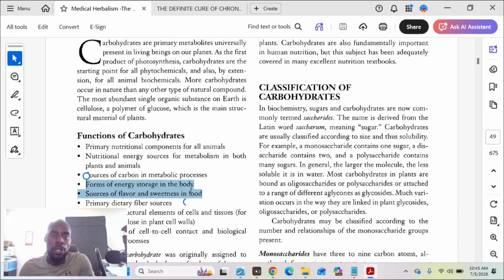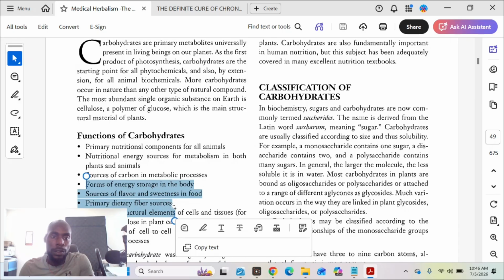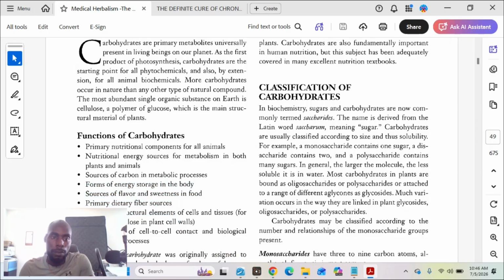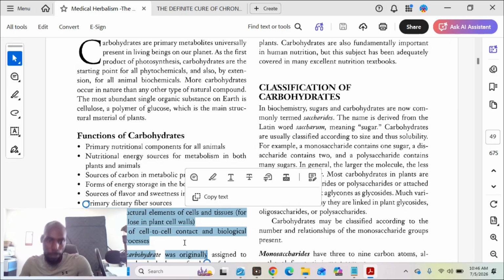Form of energy storage in the body. Sources of flavor and sweetness in food. Primary dietary fiber sources. Important structural element of cells and tissues, for example, cellulose in plants cell walls. Components of cell-to-cell contact and biological recognition. Recognition processes.